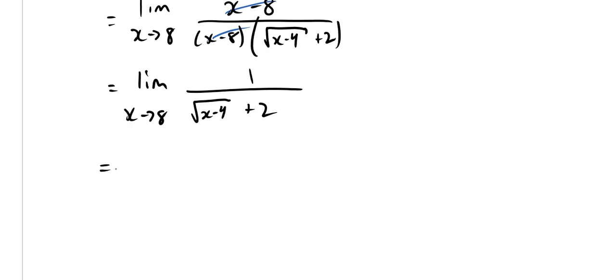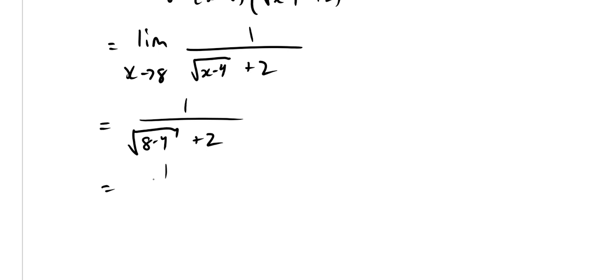And then we can sub in. So this equals 1 over, and remember what I said at the beginning, so this is 8 minus 4 plus 2. Let me just finish this. 8 minus 4 is 4, square root of 4 is 2, so this is 1 over 2 plus 2, which is 1 over 4.